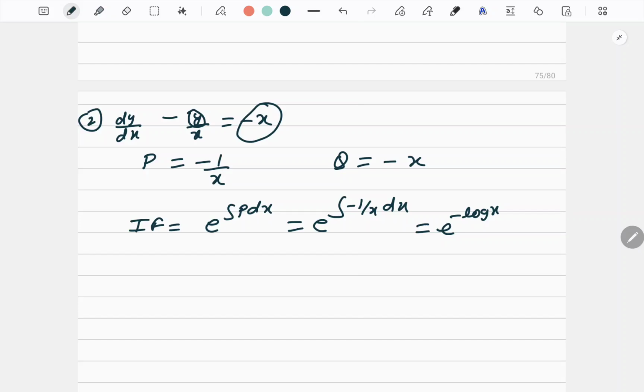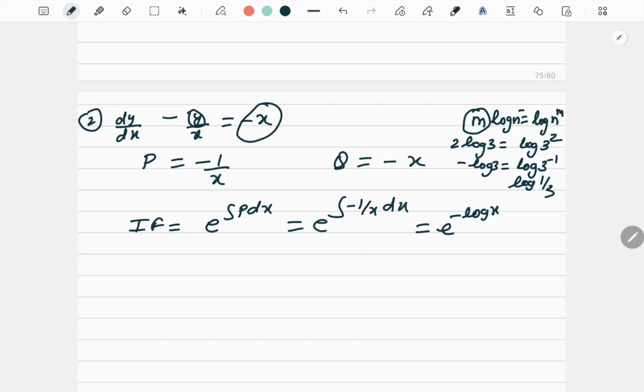Now, here I will use the property of log. m log n is equal to log n to the power m. Whatever is written here goes in the power. If you have 2 log 3, this can be written as log of 3 to the power 2. If you have minus log 3, it will be written as log of 3 to the power minus 1. And 3 to the power minus 1 means what? Log of 1 by 3.